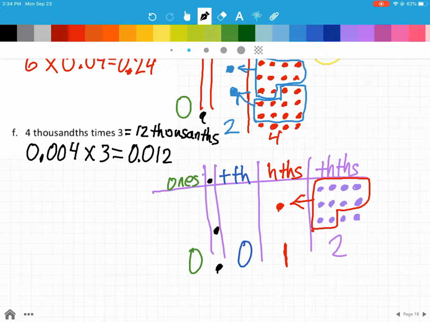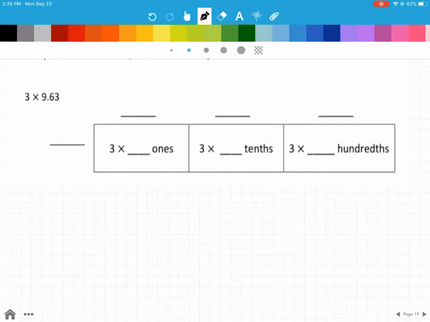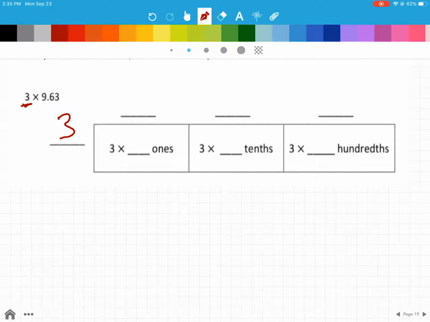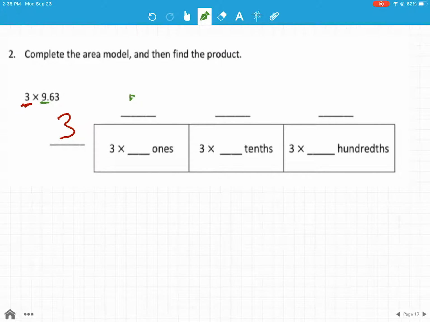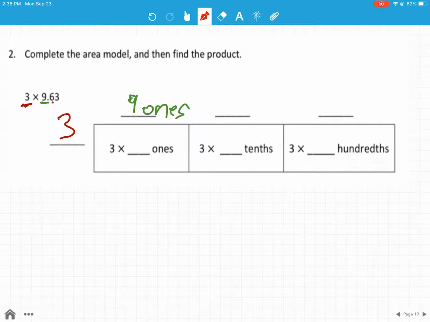Now we're going to move on to the area model. Here's an area model. And what we're going to do is we're going to put something on the side. And the first thing we're going to put is a 3, because there's our 3. All right. Now we have our 9 ones. Okay. And then we have our hundredths again. We have 6.